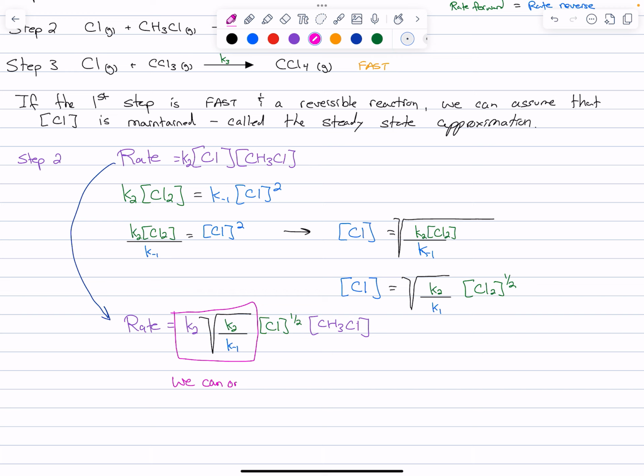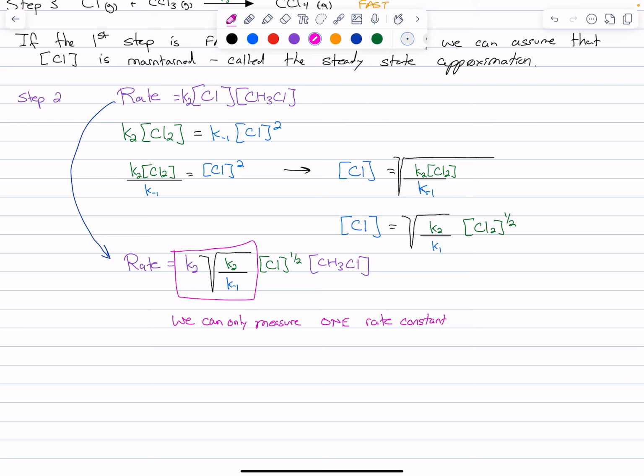Well, now we can only measure one rate constant. So if that's the case, that just becomes K. So we get rate equals K, our rate constant, times the concentration of Cl2 to the 1/2 times the concentration of CH3Cl. And that is our experimentally determined rate law. So that's how these mechanisms with fast initial steps work.